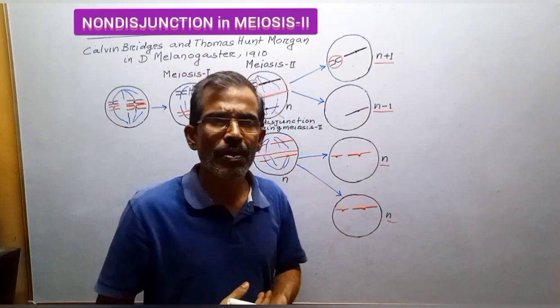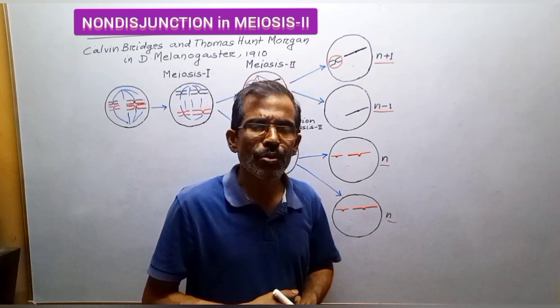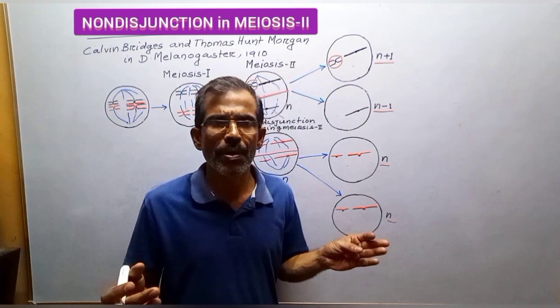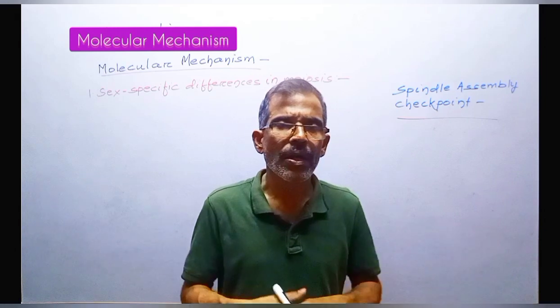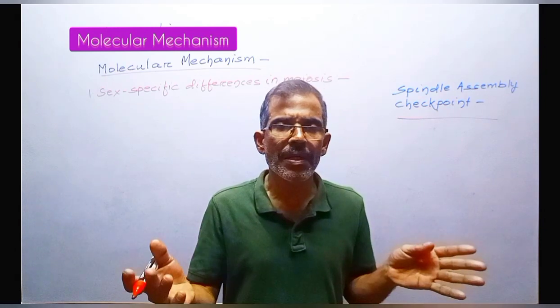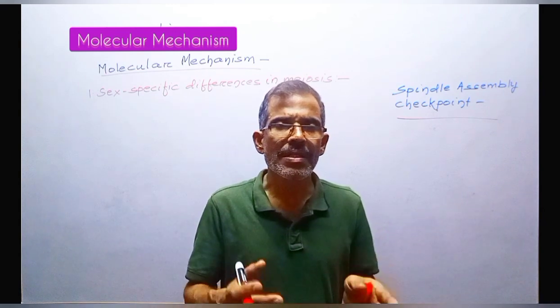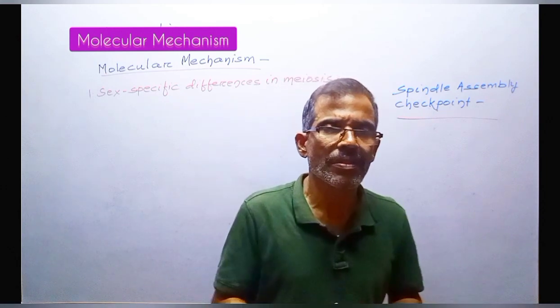So friends, non-disjunction in meiosis II occurs due to the failure of sister chromatids to separate properly in anaphase. Now the question is why homologous chromosomes or sister chromatids fail to separate properly. Let us discuss the molecular mechanism of non-disjunction.